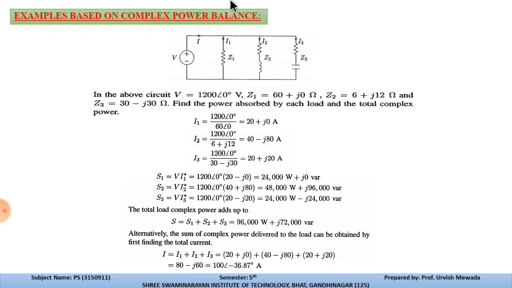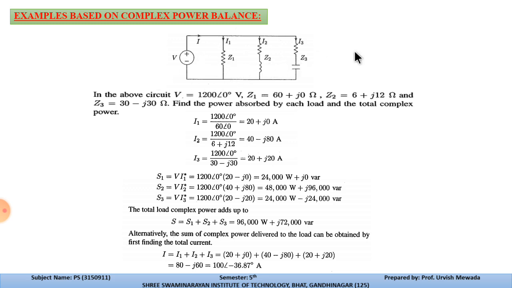Now in this example, this is the circuit diagram. You can see that one source is connected, and with this source we have three branches. One branch has only resistance, the second branch has inductor and resistance, and the third branch has resistance and capacitor. The currents of the branches are I1, I2 and I3, and the line current is I. Impedances are Z1, Z2 and Z3.